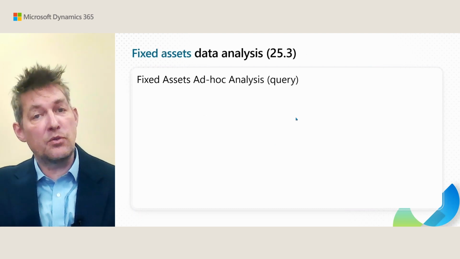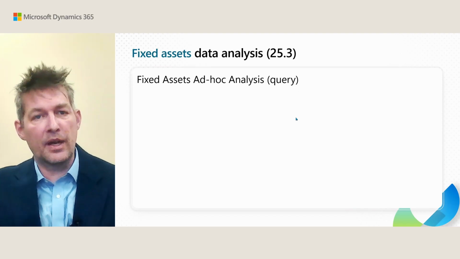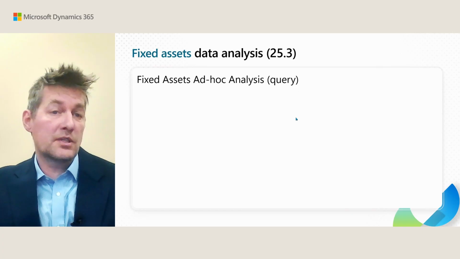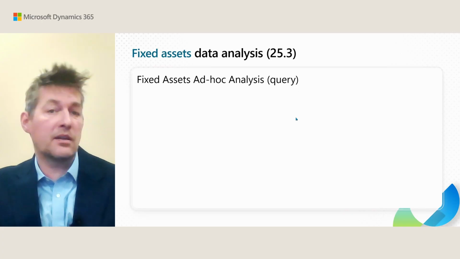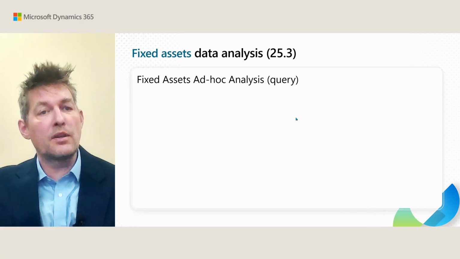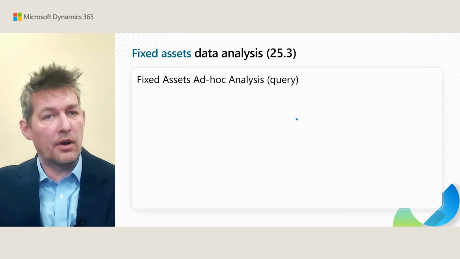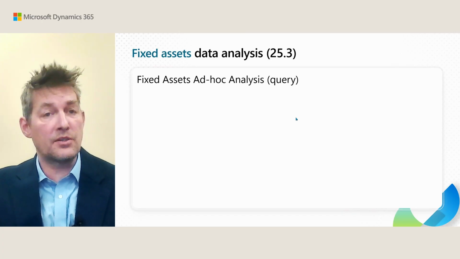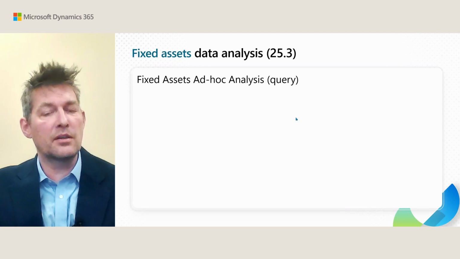As a bonus that you already have in your environment today, if you're on a version 25.3 or later, similarly to the sales order and purchase order analysis, we also added a fixed asset ad hoc analysis query that joins the fixed asset ledger entries to other things such as fixed asset class, subclass, and things on the fixed asset card, such as depreciation book. So that allows you for a really flexible analysis on your fixed asset transactions.